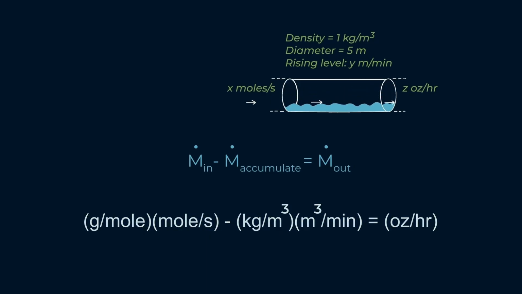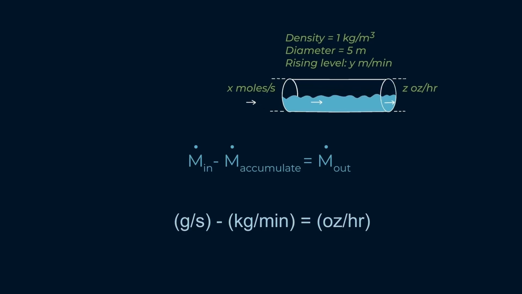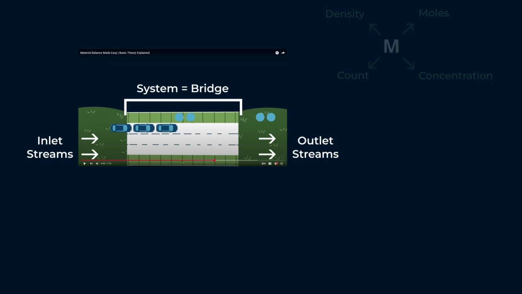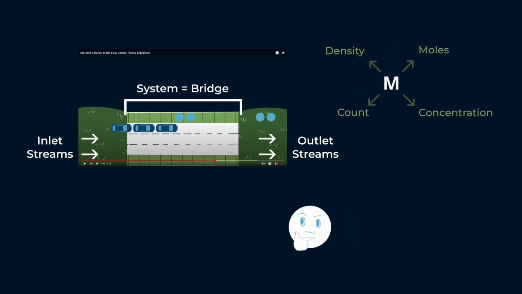Substituting the values along with the units in the equation shows that this is not the case here. If we have one term in grams, the other in kilograms, and another in ounces, we need to use conversion factors to fix that so that all the terms have the same unit. Consider the example we studied in the previous video, pedestrians and cars crossing a bridge. What are the different ways in which we can express the flow of mass in this example? Let us know in the comments.